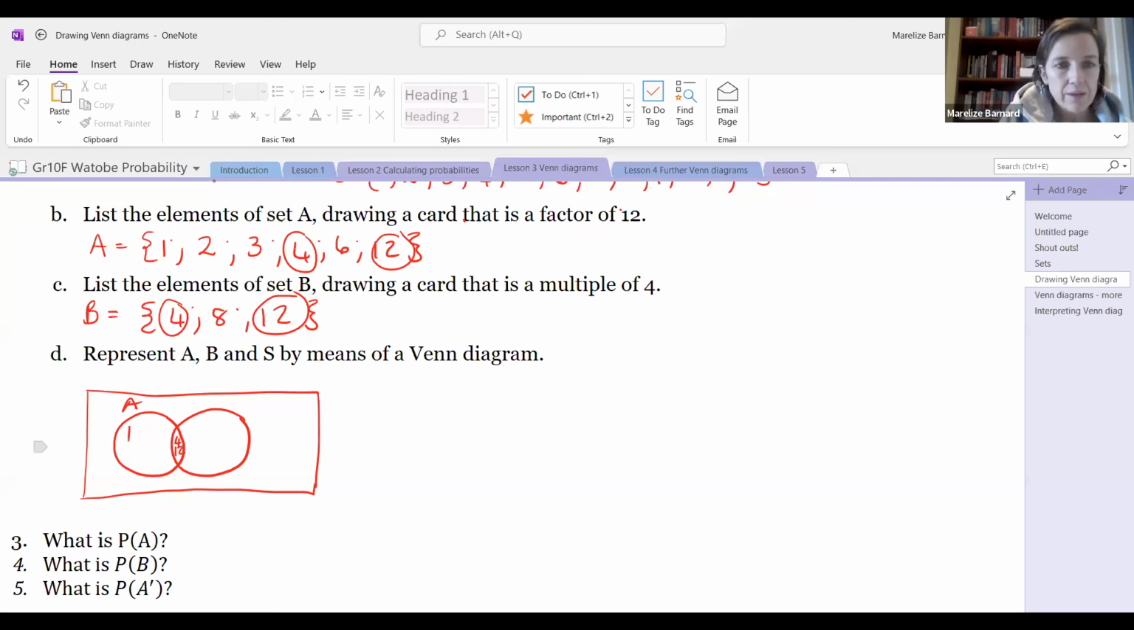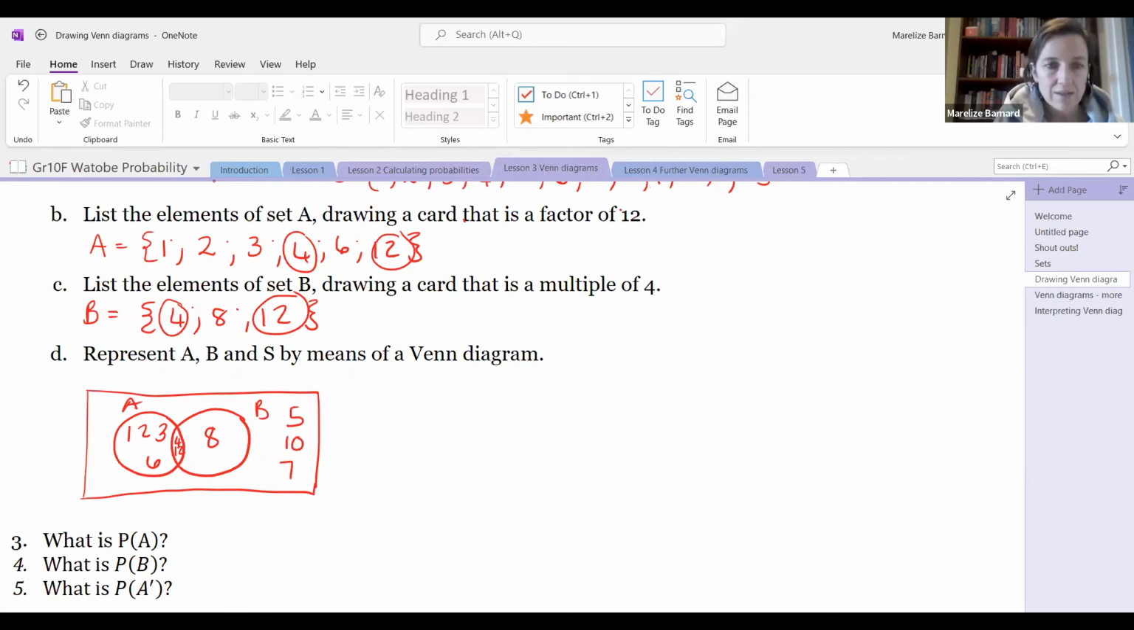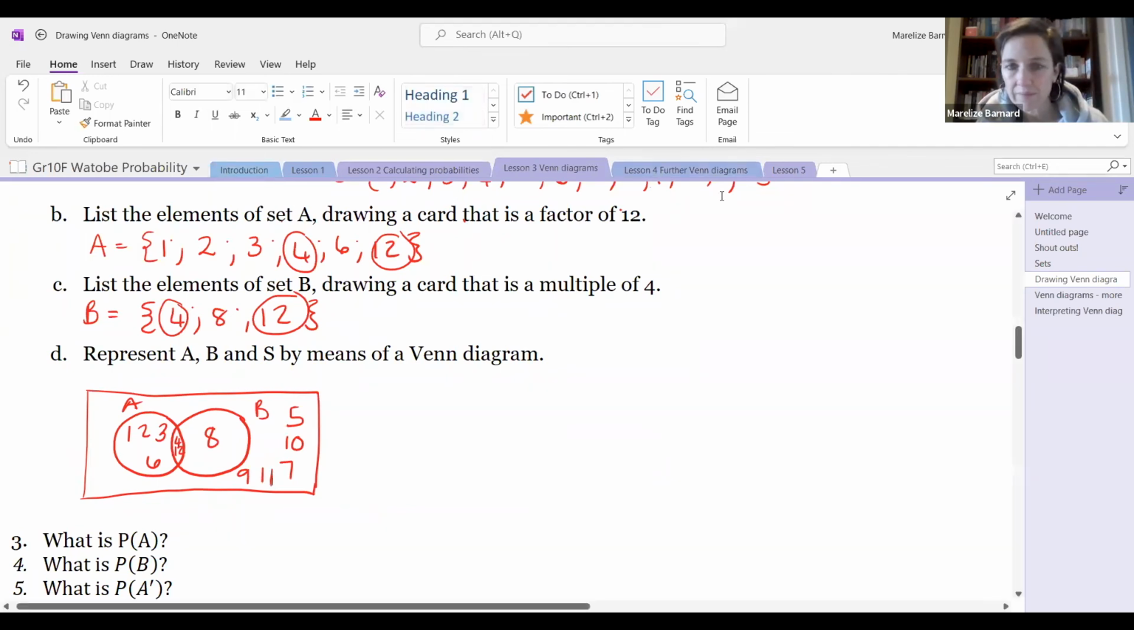4 and 12, but it's 1, 2, 3, and 6 for A. And for B, we are doing 4 and 8. And then the remainder of the numbers just fall outside those two sets. So it's 5, 10, 7, 9, and 11. What about 1? 1 is there with A. I did pop it in there. Thanks.